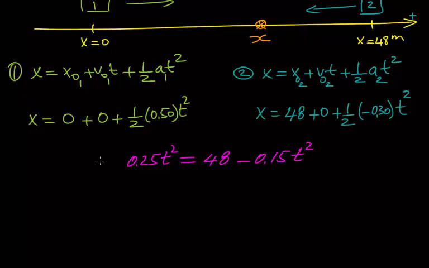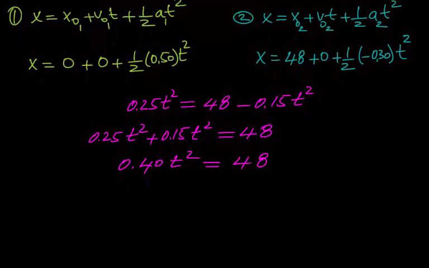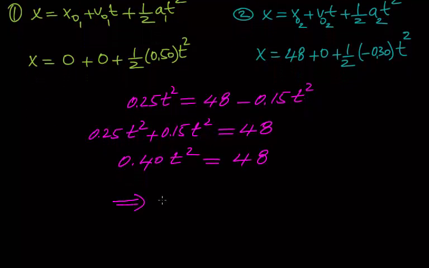Let's move the like terms to one side of the equation. 0.25 t squared, that one we move over, and the 0.15 t squared becomes positive: 0.25 t squared plus 0.15 t squared equals 48. This is 0.40 t squared equals 48. Just solve for t here. You will get t equals 10.95 seconds.